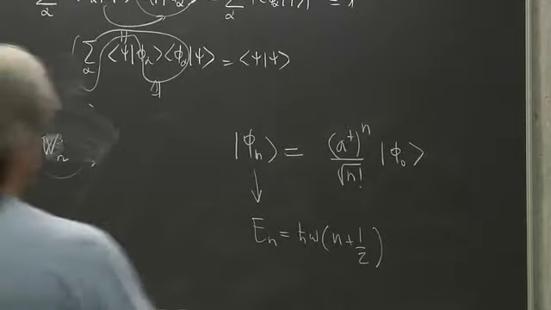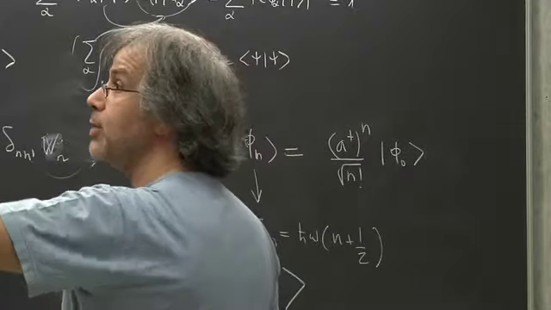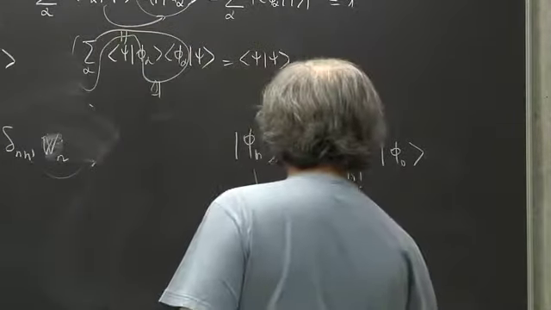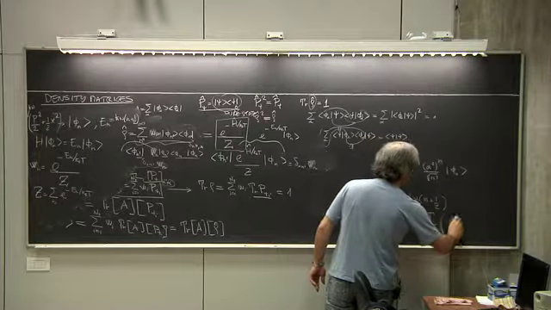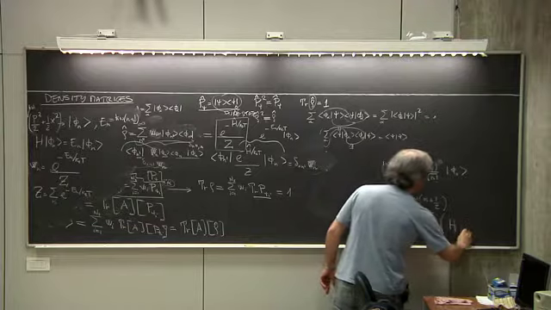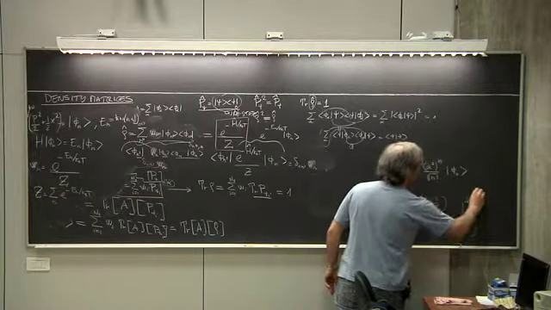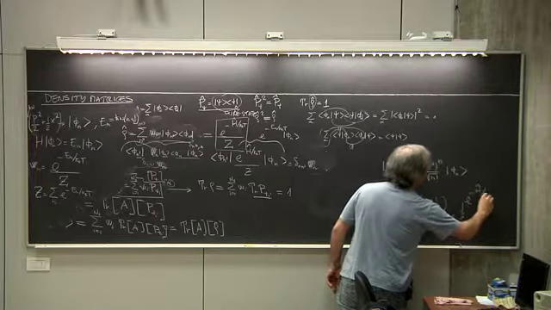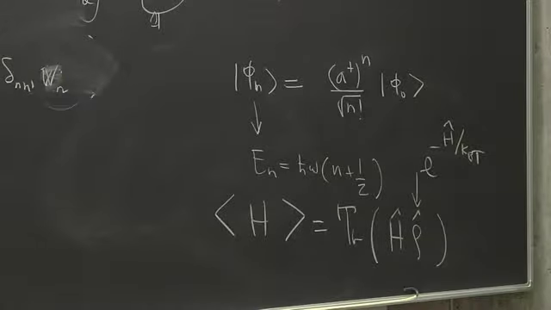What is the average H? According to what we have developed so far, this would be the trace of the energy times rho, where rho is the exponential of the energy with the minus sign divided by kBT. So can we calculate the average energy of an oscillator at a temperature T? This is the exercise that we'll do next time.